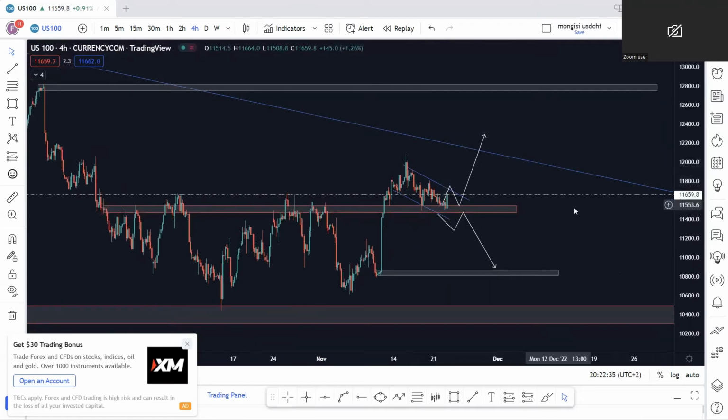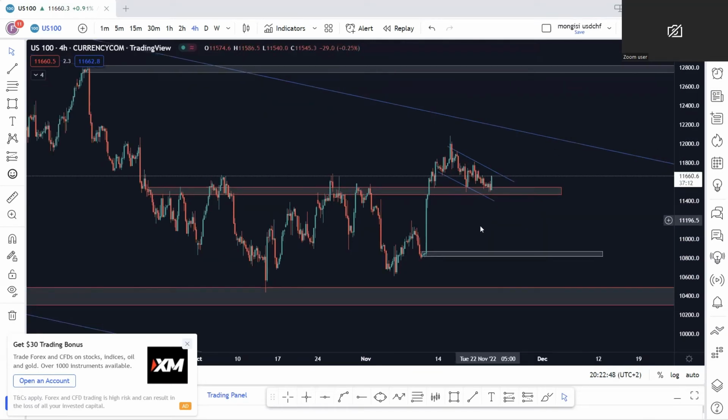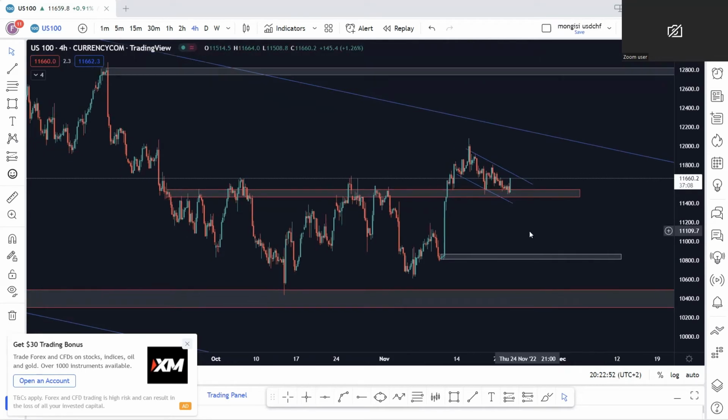So basically, this is what I was looking for. Right now, I'm going to wait for this retest and probably take this trade. But anyways, we're going to see what happens. Let's go down to the 2 hour. On the 4 hour, we were able to achieve a retest.